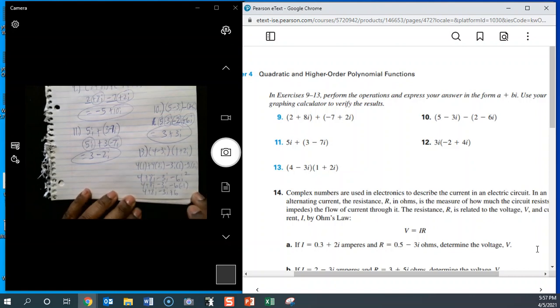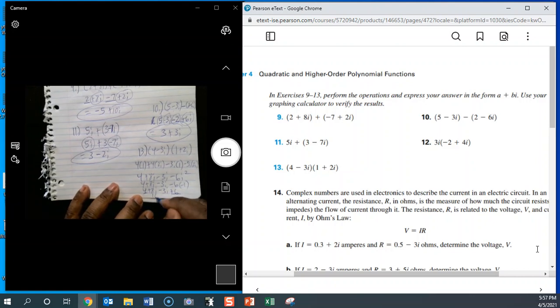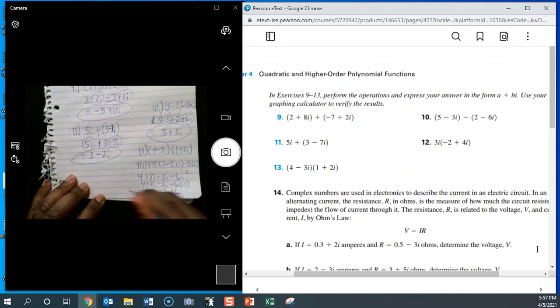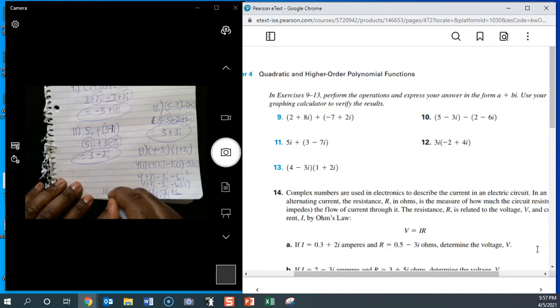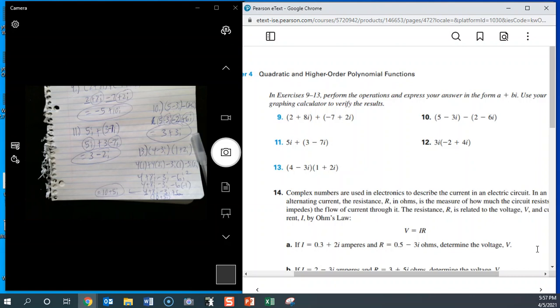Now we will combine the like terms. 4 plus 6 is 10. And then 8i minus 3i is a positive 5i. So our final answer here, let me write it over here because I ran out of space. It'll be 10 plus 5i. That will be our final answer.